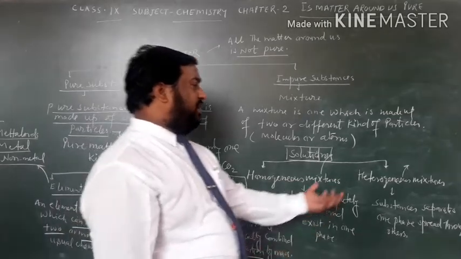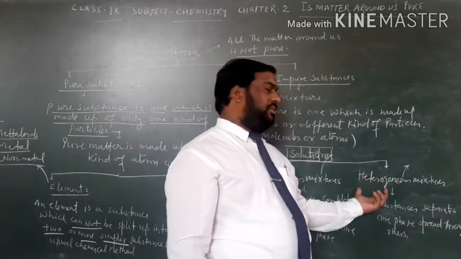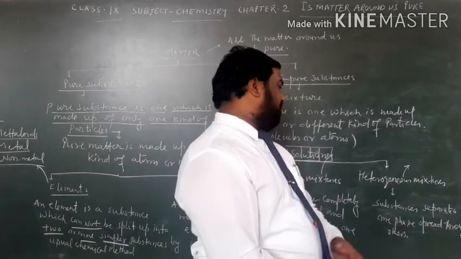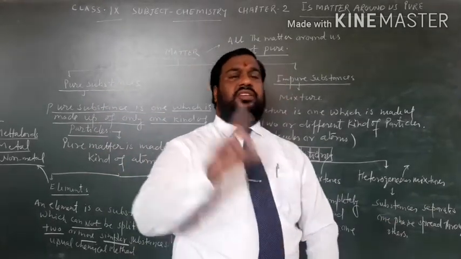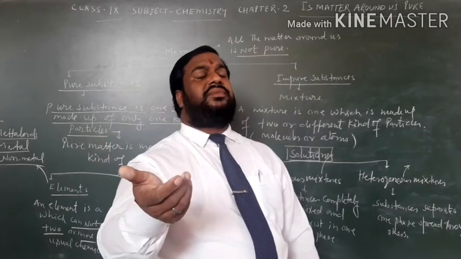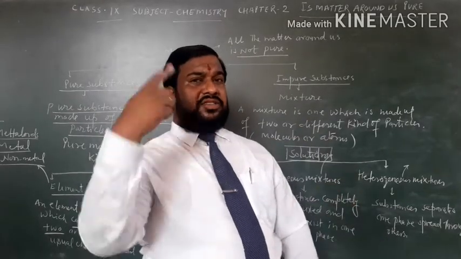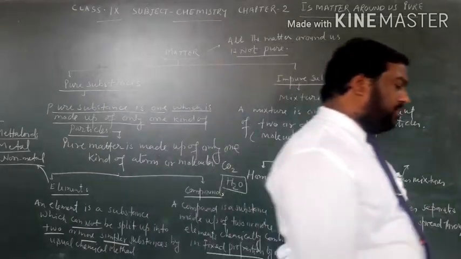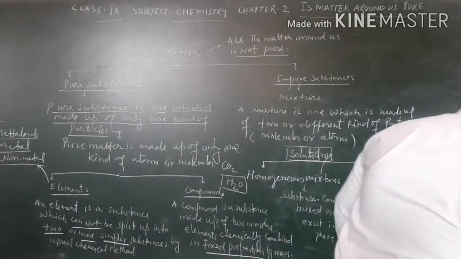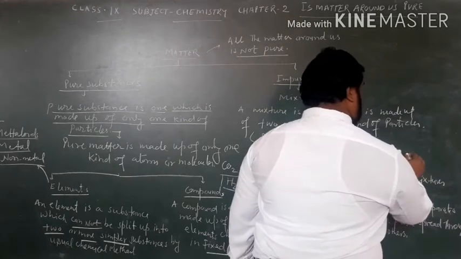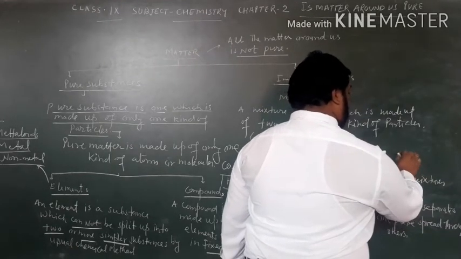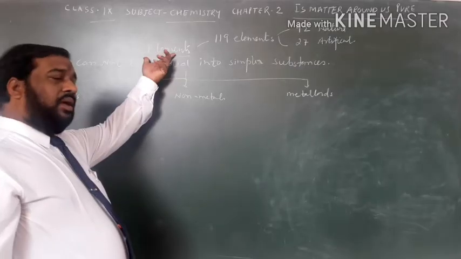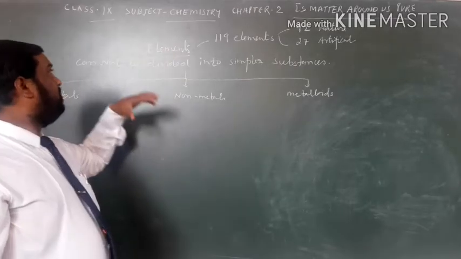Now the second one, heterogeneous mixture. The substances are separate, meaning one phase is spread through another, or one state is spread through another. For example, emulsion.